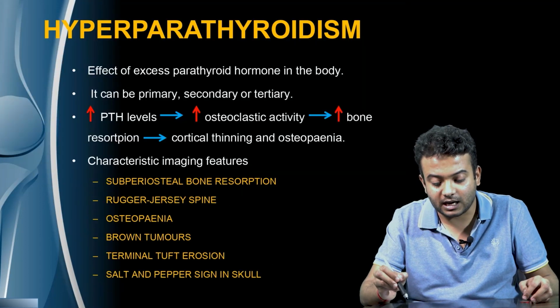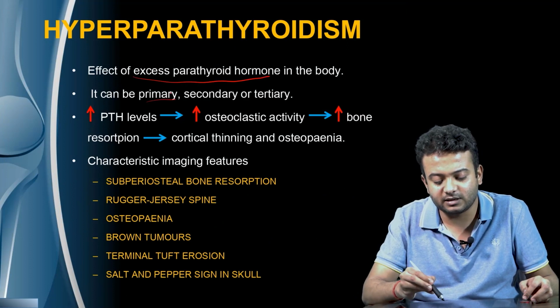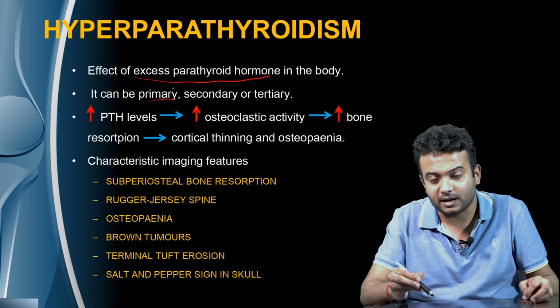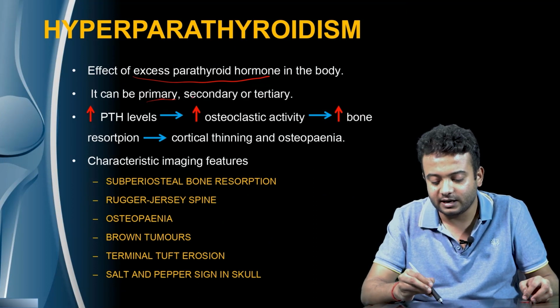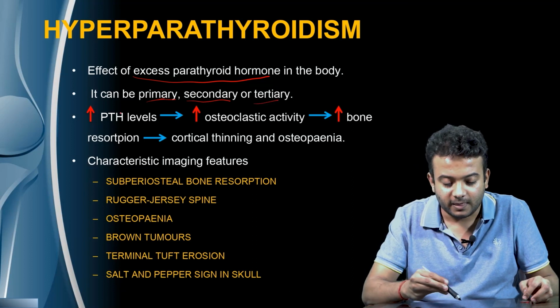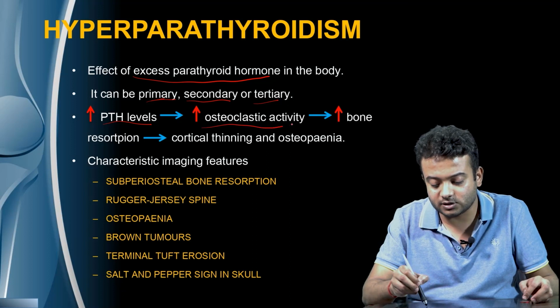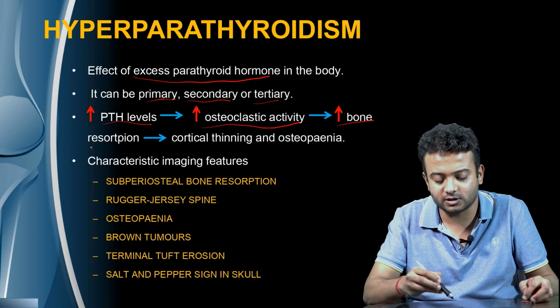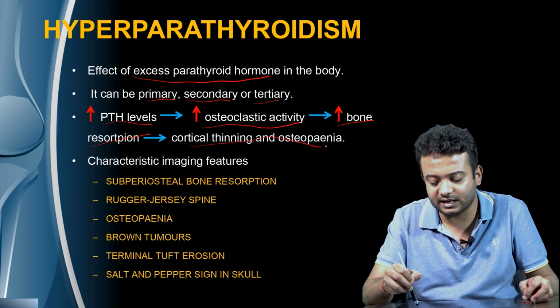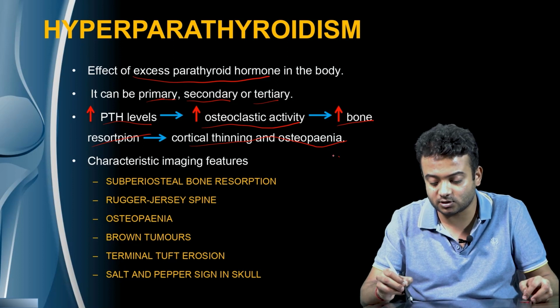And the next thing is hyperparathyroidism, which happens because of excessive parathyroid hormone in the body, and can be either primary, a problem in the parathyroid gland cell, or secondary to other stimulus like hypocalcemia, or even tertiary. An increase in the level of parathyroid hormone can lead to increase in osteoclastic activity, which results in increase in the bony resorption, and that can lead to cortical thinning and osteopenia.